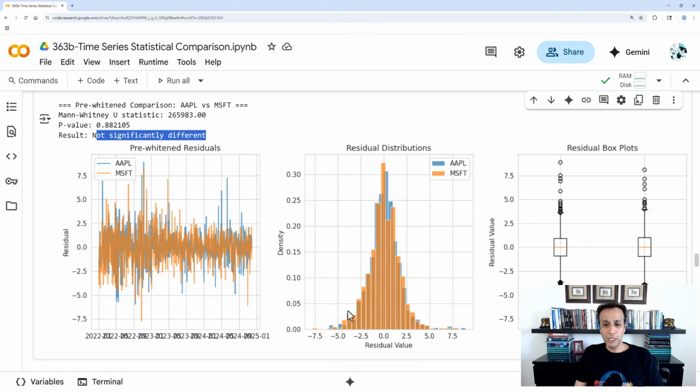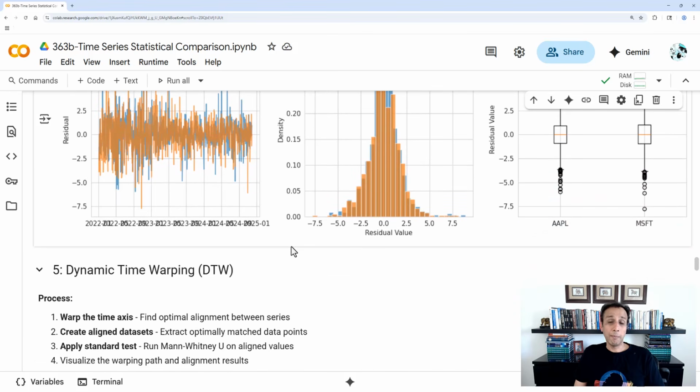In fact, when you plot the residual values, they're almost identical except for some minor differences between Apple and Microsoft right here. Same with the box plots. You see pretty much the same type of information between all of these plots. So no evidence for us to say that these data sets are different. I hope this part makes sense.